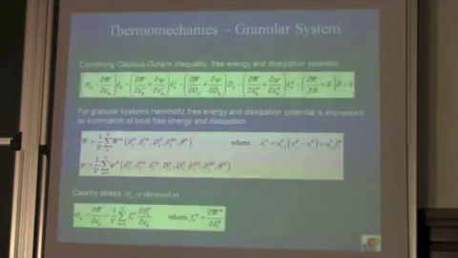Okay, so if we introduce these definitions of free energy and the dissipation into our macro scale Clausius-Duhem inequality, we can start to draw some conclusions about granular systems. And the first thing that we find is the expression for stress in terms of intergranular forces. Okay, so we see that the Cauchy stress is some volume average of intergranular forces, and this partial derivative term. So I will say more about this later.